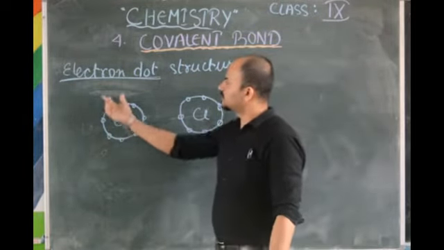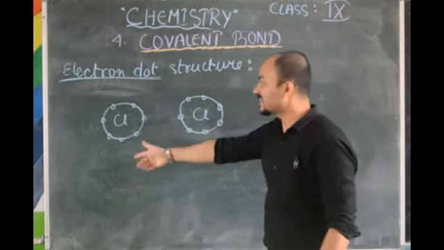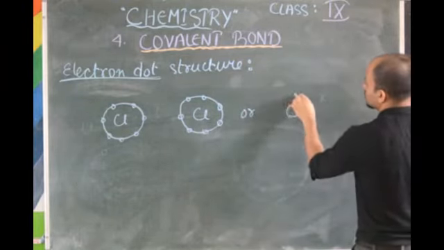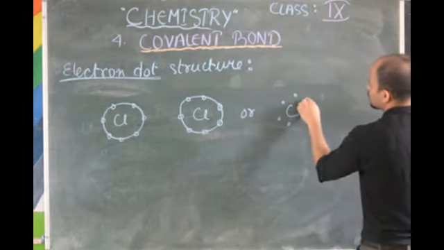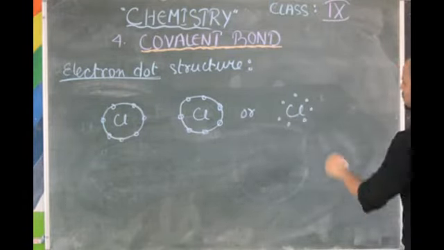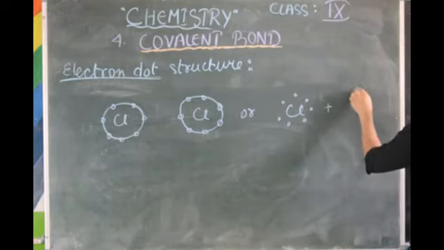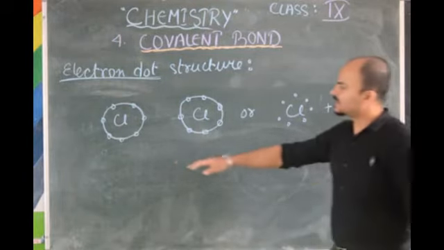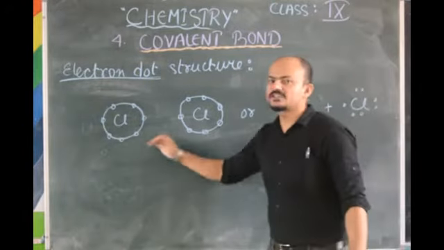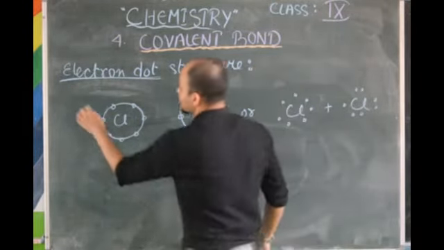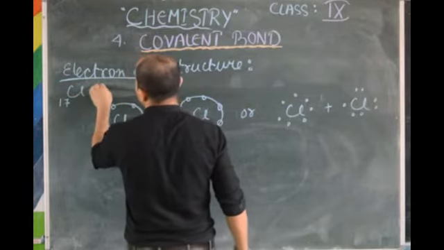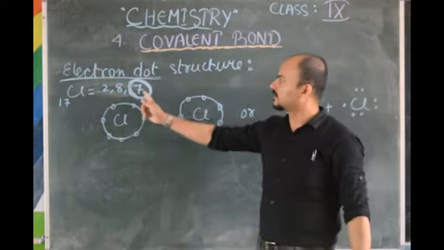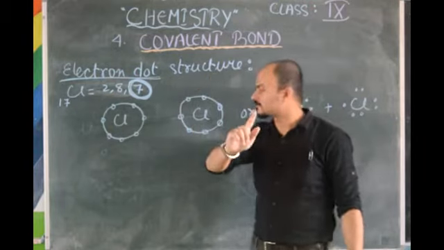Now this is an electron dot diagram or structure. This can also be represented as, see here, only the electrons. 1, 2, 3, 4, 5, 6, 7, plus another chlorine atom. It also has how many electrons? 7. Okay? You can represent it as this one or this one. What have we done in both the cases? We have considered only the valence electrons. That is, chlorine was 17, so 2, 8, 7. We have considered only these electrons, the valence electrons. Please don't forget this.